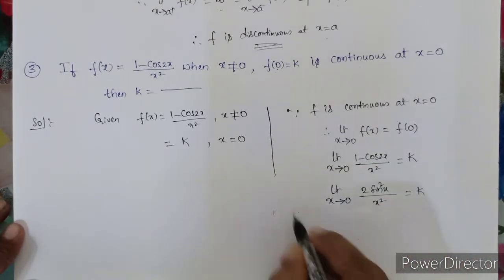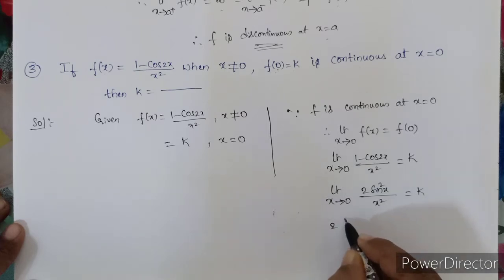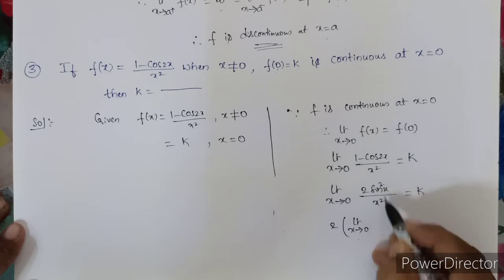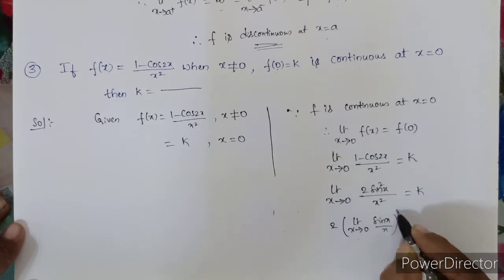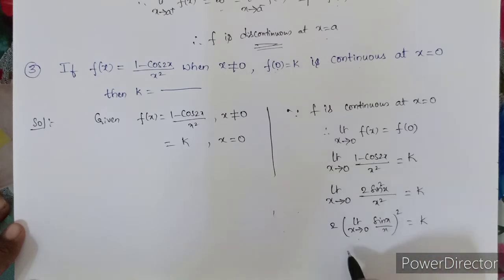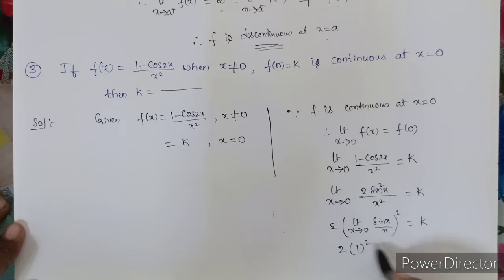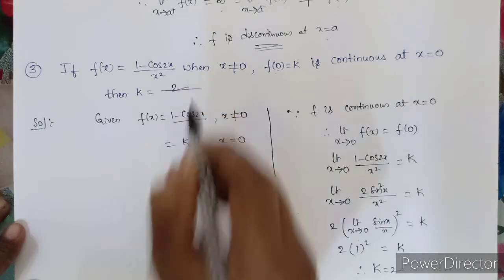We bring a 2 outside of the limit. Limit x tends to 0. We write sin square x by x square as sin x by x whole square. And we know limit x tends to 0 sin x by x value is 1. Therefore k value is equal to 2. Therefore k answer is 2.